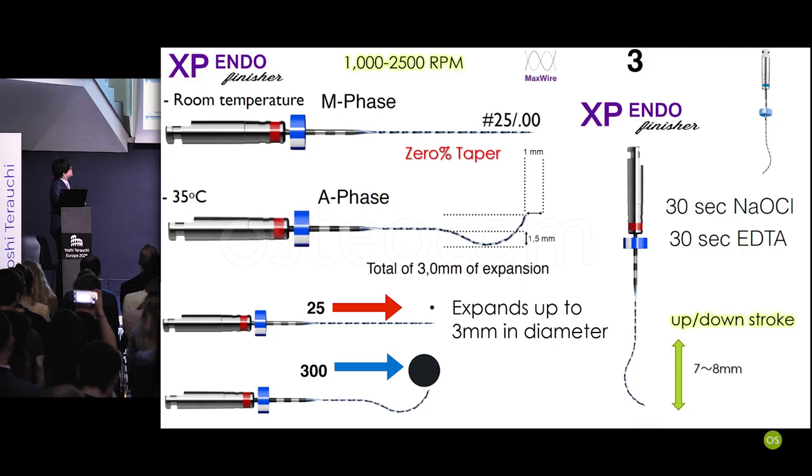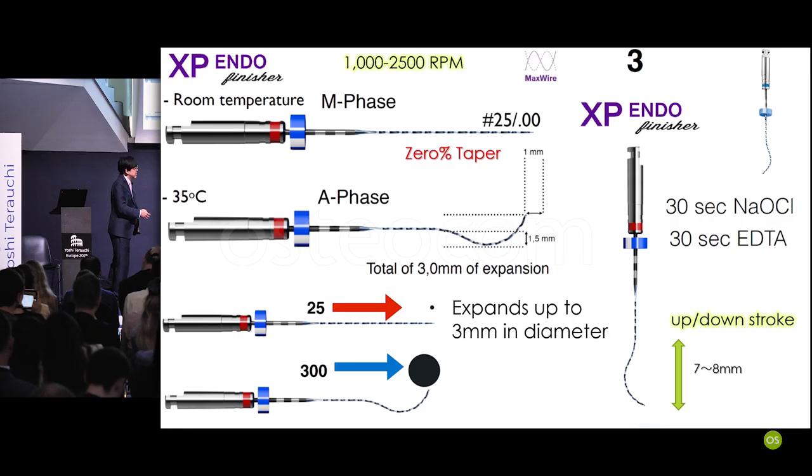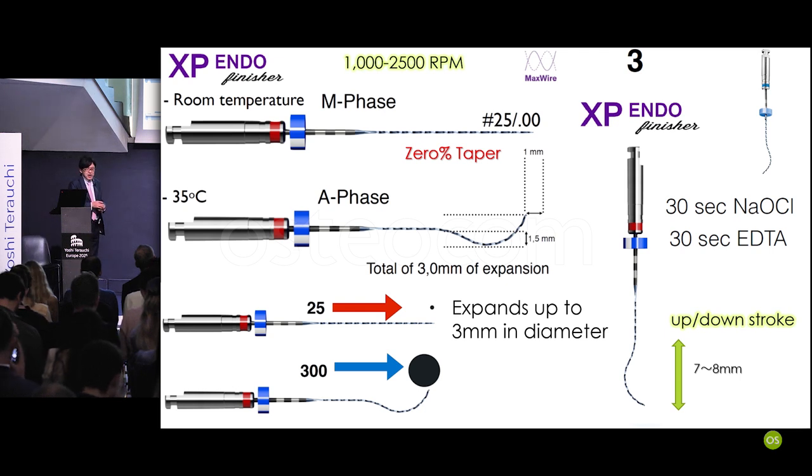And as you can see, this is XP finisher. Finisher is also okay. But finisher has no ability to cut dentin. So you can be minimally invasive. So after using XP endo shaper, I want to use XP finisher in the presence of chloroform. Because this way, you can touch almost all over the root canal walls, scraping the gutta percha remaining on the root canal walls.